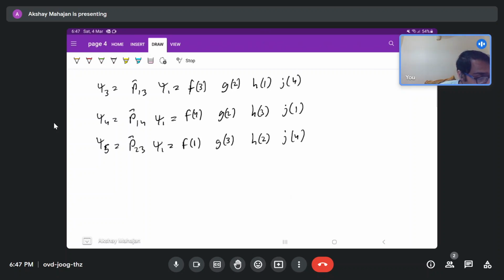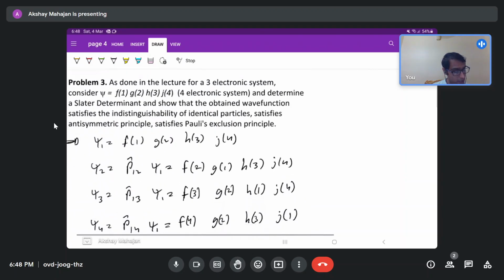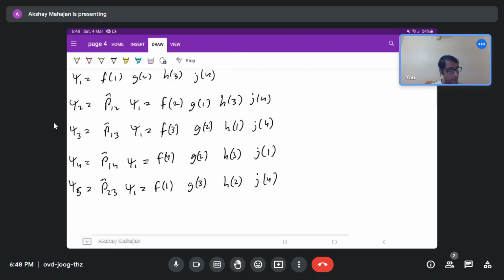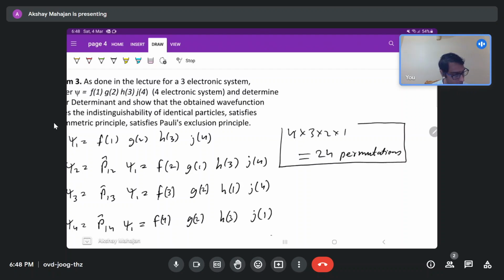Right, let me just check. For the 3 electron system we have 6, if you remember in the class there were 6 wave functions, 6 permutations that we can make. And similarly, for this 4 electron system, we can make 4 times 3 times 2 times 1, so therefore 24 permutations will be there. So you can check it. There will be 24 permutations here.